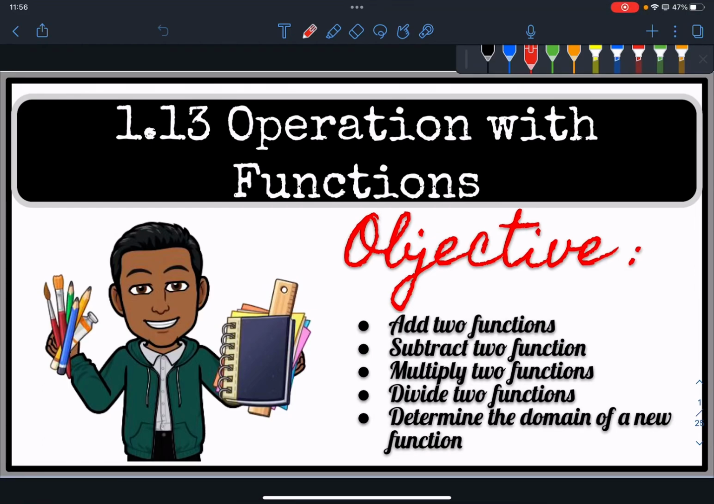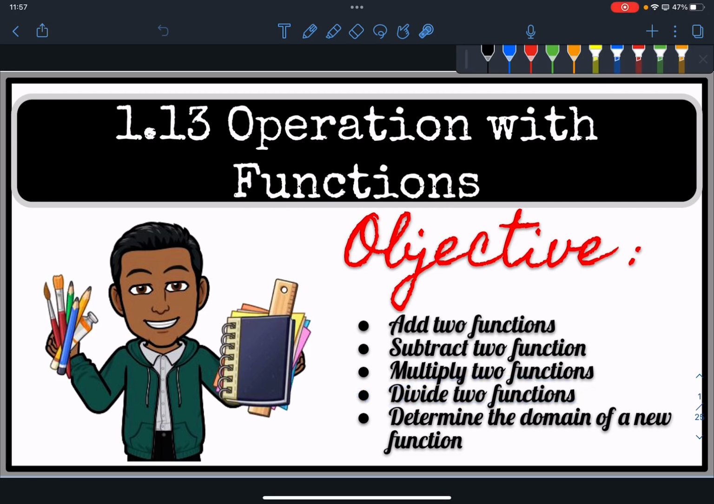Hello there. In lesson 113, operations with functions, you're going to learn how to add, subtract, multiply, and divide two functions together. And also, you'll learn how to determine the domain of those new functions, especially the last one.